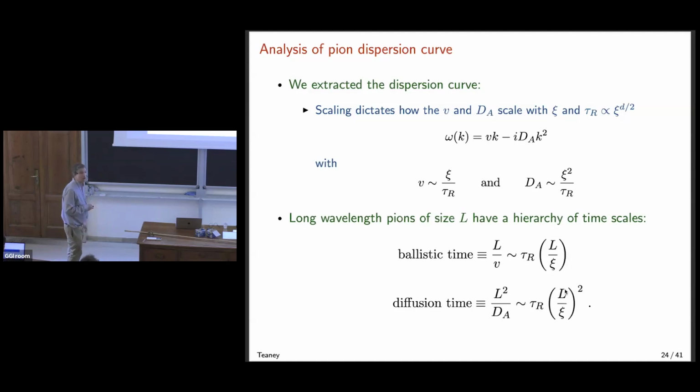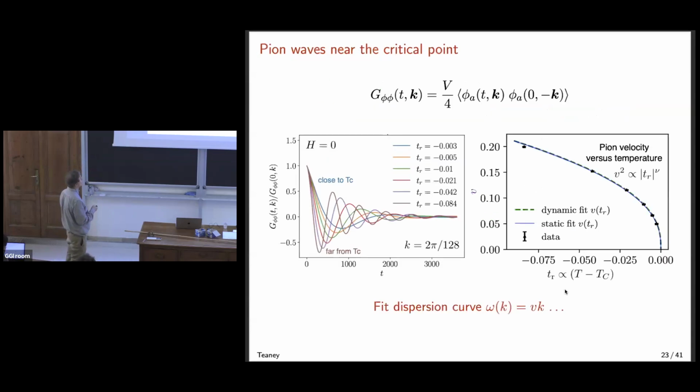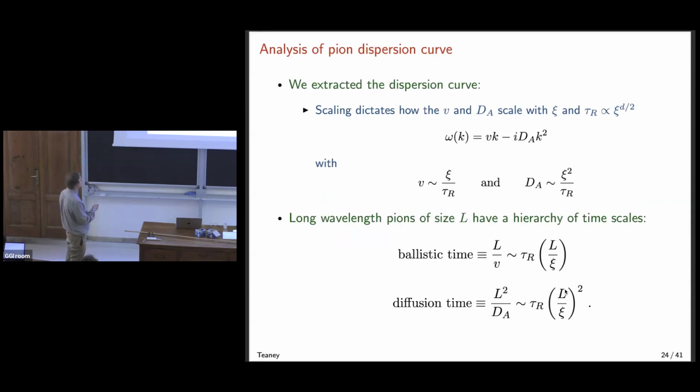So this is definition. The first one is definition, right? So here's my extracted dispersion curve. It's practically definition. I mean, it's saying that at long enough wavelength, I will have hydrodynamics, and I can measure these dispersion curves very precisely, and I can determine these parameters V and dA.